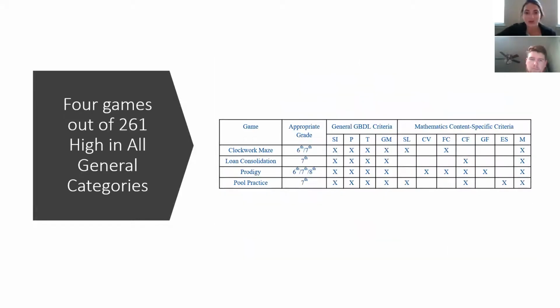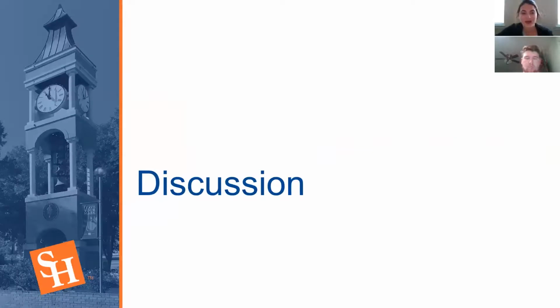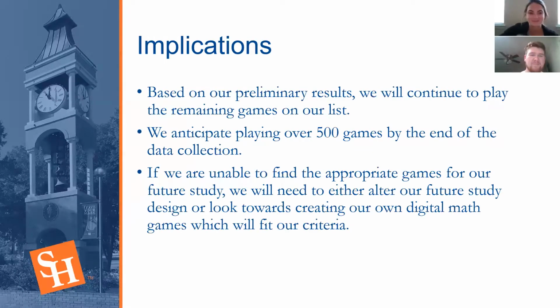So what does this mean? We had only 4 games out of 261 games that ranked high in all general categories, but none of these games ranked high in our essential specific criteria that we are looking for in this research project. And I'll let Preston take it from here.